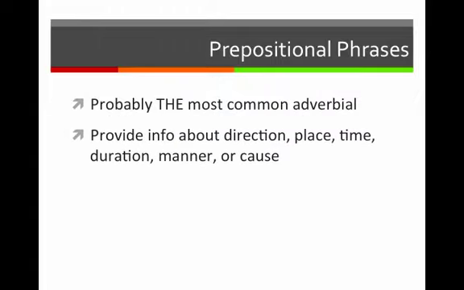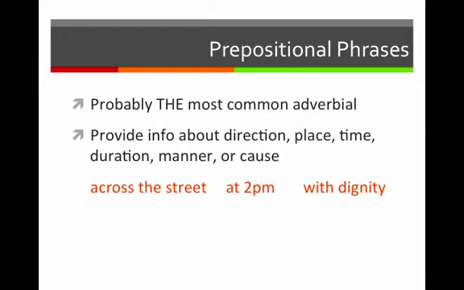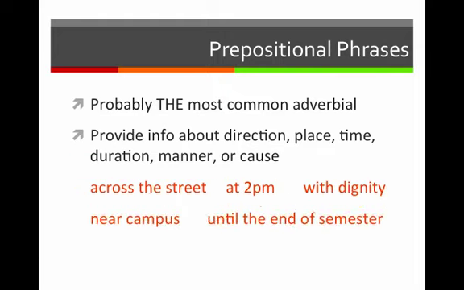But as our book says on page 152, prepositional phrases tell us what direction, place, time, duration, how long something occurs, the manner in which it occurs, or the cause. Here are some prepositional phrases. Where? Across the street. When? At 2 p.m. How? With dignity. Where again? Near campus. When? Until the end of semester.